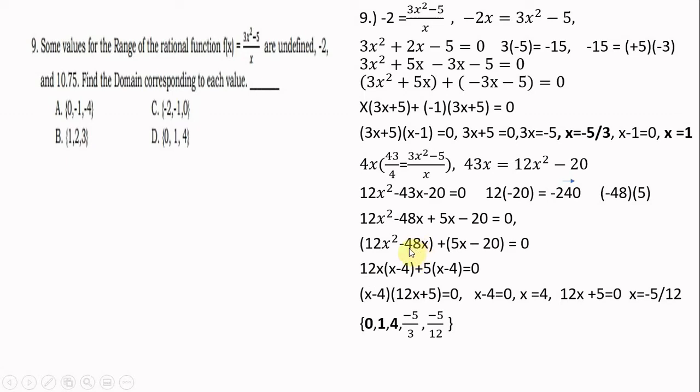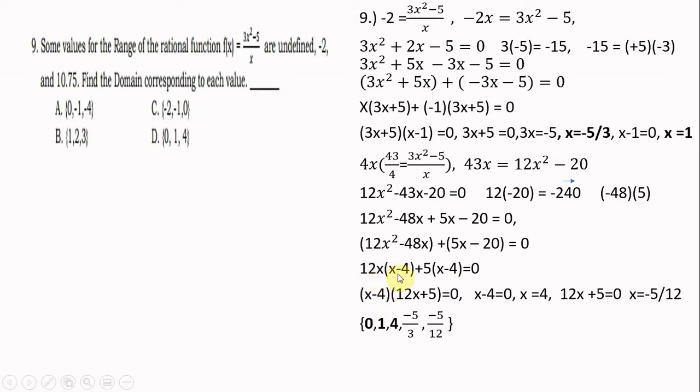Negative 48x divided by 12x is negative 4. Plus, the common monomial factor of this is 5. So 5x divided by 5 is x, and negative 20 divided by 5 is negative 4. If you notice, the two terms have a common binomial factor, which is x minus 4.